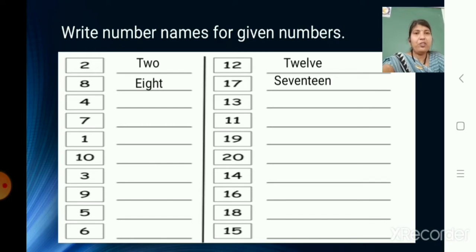Now read the next numbers: 13, 11, 19, 20, 14, 16, 18 and 15. What you have to do? You have to write the number names for given numbers in front of them. First, you have to copy down this in your notebook and then you have to write down the number names for given numbers. This one is your PH. Okay? Now, we will see the next numbers.